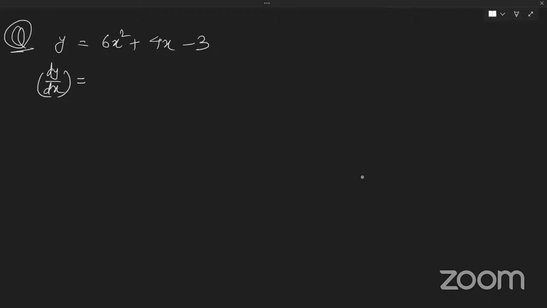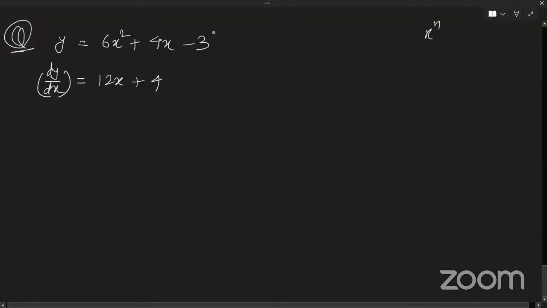अच्छा, आश्रिता बताएगी. आश्रिता ने कल से भी कोई आंसर नहीं दिया बहुत टाइम से. Ashrita, tell me. 36x plus 4. How much? 36x plus 4, sir. 36x? No, it is 6x square, not 6x to the power 6. Sir, is it 12x plus 4? Yes, exactly. Ashrita, x raised to n का क्या होता है डेरिवेटिव? Tell me. What is the derivative of x raised to n? Ashrita? nx to the n minus 1, sir.